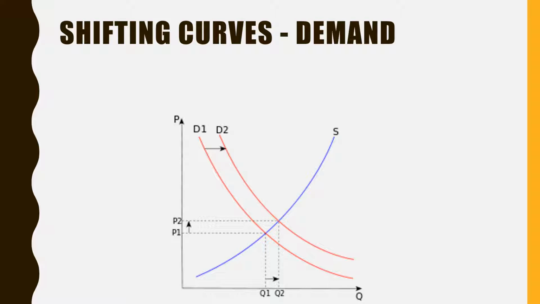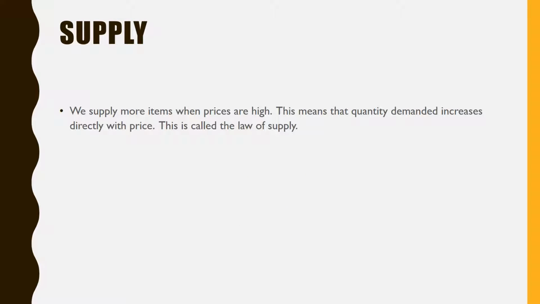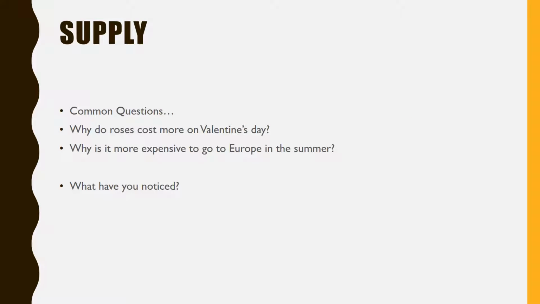Showcase how that curve was shifting out and some of the reasons that could happen. Now we're going to talk about supply for a minute. It's the opposite. Basically, if we were a supplier and we were making goods, we would want to make more of them if the prices were higher. So if we could make more on each unit, we would obviously spend more time doing so.